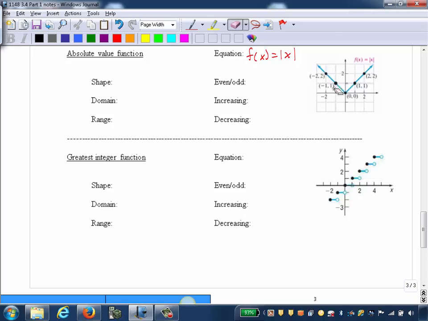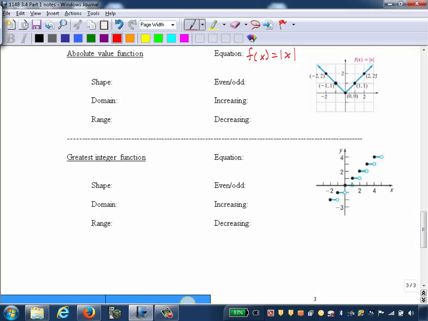So we remember that the shape of an absolute value graph is this V, and the two sides of the V are basically two pieces of lines. So this left side is the piece of a negative x line. The positive side of the graph is the piece of the positive x line.